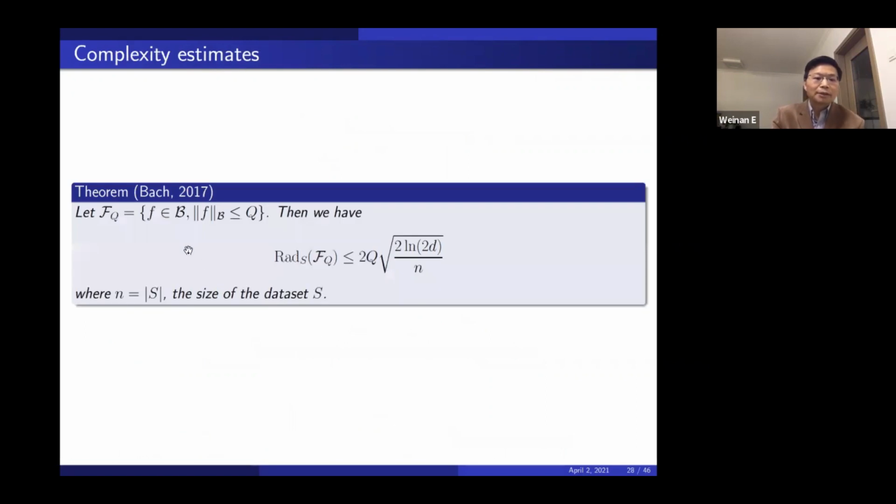But it just so happens that for the unit ball in Barron space that we just defined, the Rademacher complexity scales like 1 over square root of n. So 1 over square root of n is the best scaling one can hope for, roughly speaking. And one can show that indeed, for the unit ball in Barron space, that's the case.